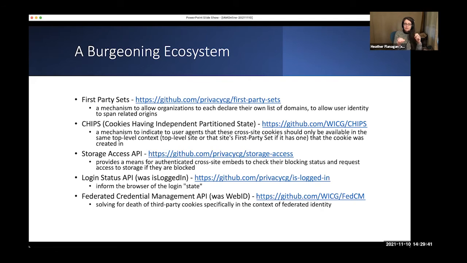Well, what about the CHIPS proposal, where cookies have an independent partition state, a way to actually say, these cookies should be available in this context, but these other cookies should be available in that context. How does that relate to any of these other projects? We don't know yet, in part because all of these are under active development right now. They're continually being changed. And there's a couple community groups in the W3C that are trying to figure out, as these move along, these are the new tools in the toolbox. How do we use them together in the different scenarios that we can imagine?